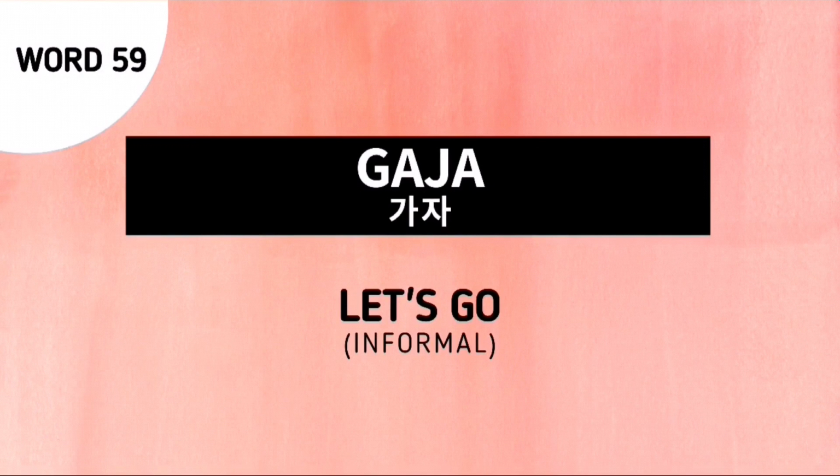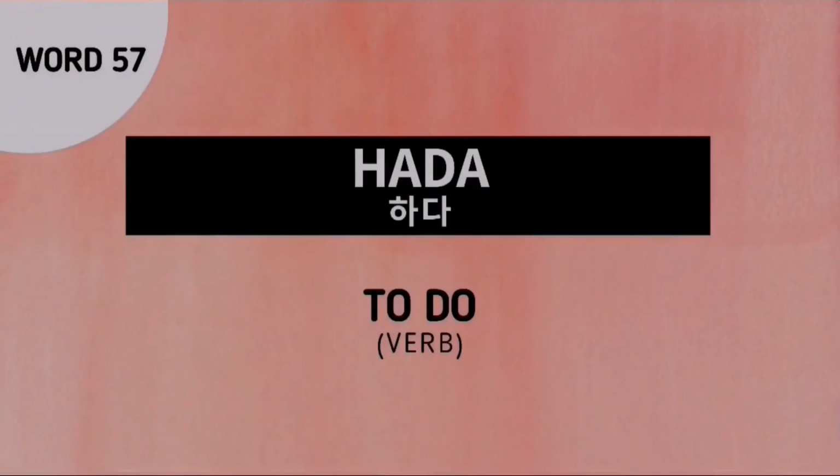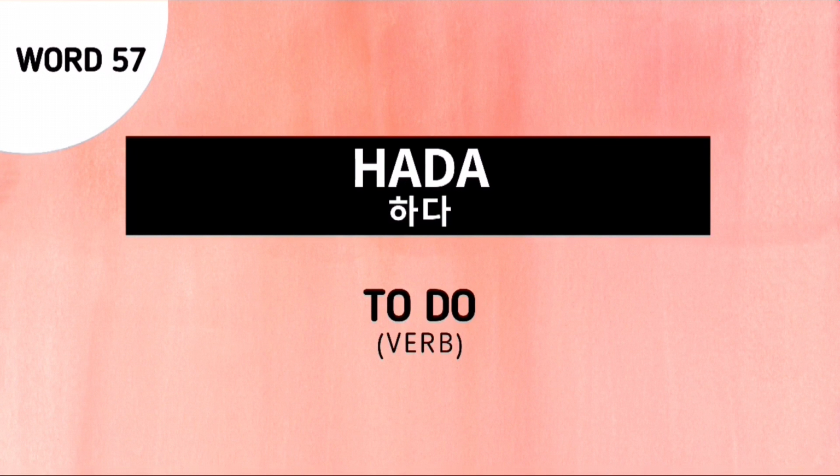Next word is 가자. This is the informal way of saying let's go. Next word is 울다. This is a verb which means to cry. Next word is 하다. This is another verb which means to do. Next word is 가다. This is another verb which means to go.